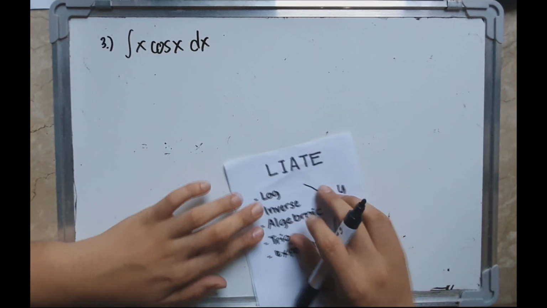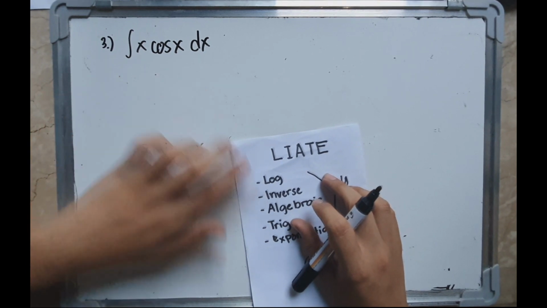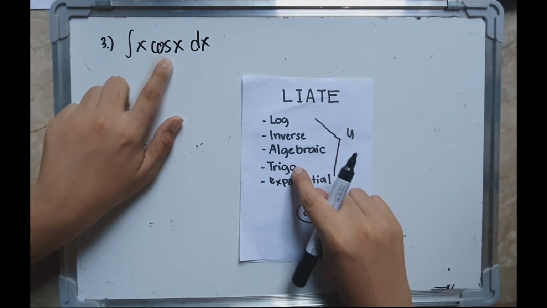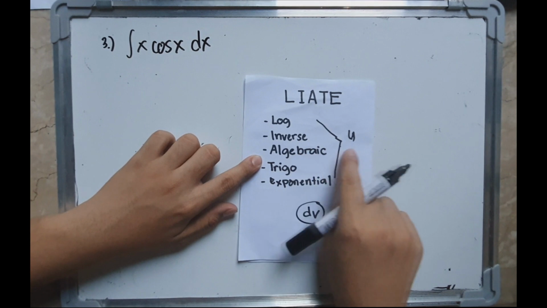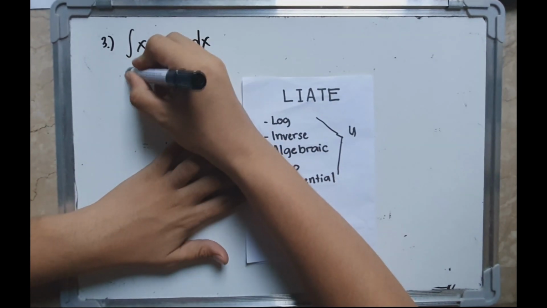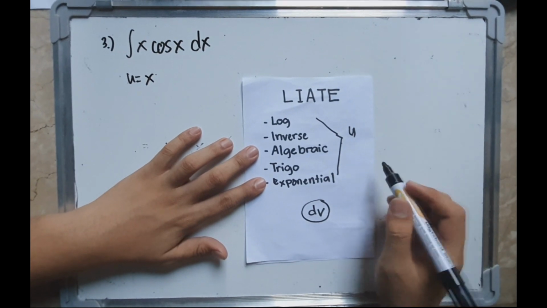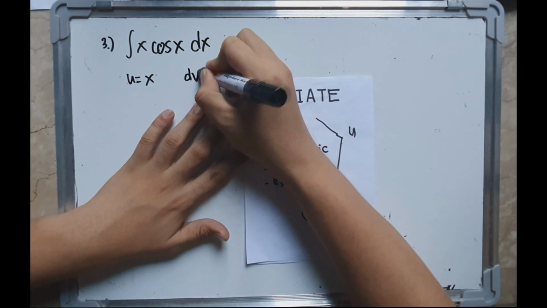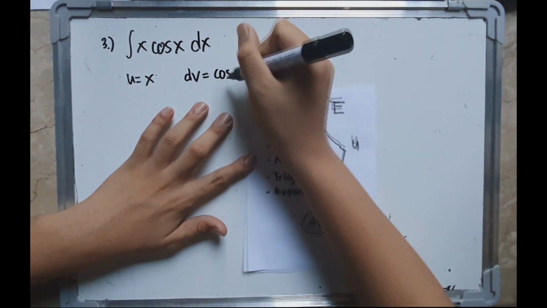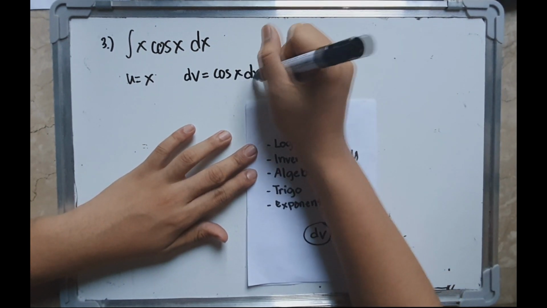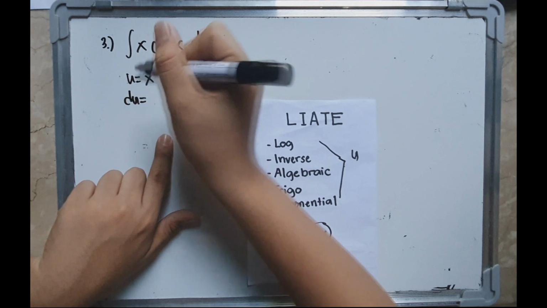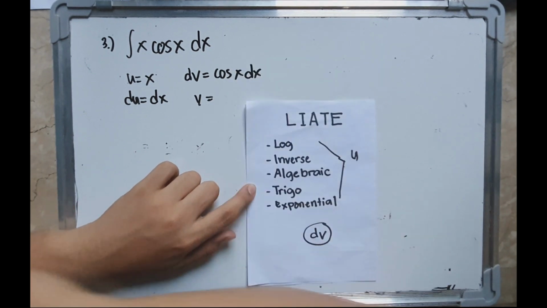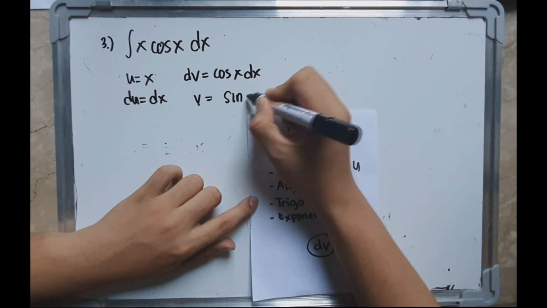Okay, for number 3, the integral of x cosine x dx, and we still have our guide right here. We have a trigonometric and we have algebraic, so we will choose for the u the algebraic. So the u is x, and we have the trigonometric for the dv. So we have cosine x dx. The derivative of u, that is dx. The integral of dv, integral of cosine, that is sine x.